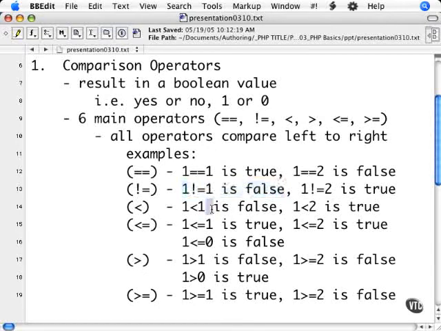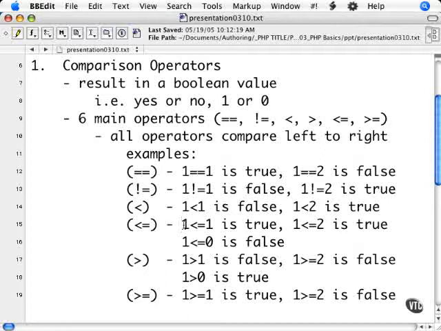With the less than operator, if the left value is less than the right, it returns true. If the left value is not less than the right, it returns false. With less than equals, if the left side is less than or equal to the right side, it is true, or else it is false. The greater than operator returns true if the left side is greater than the right, and false if not. The greater than equals returns true if the left side is greater than or equal to the right side.